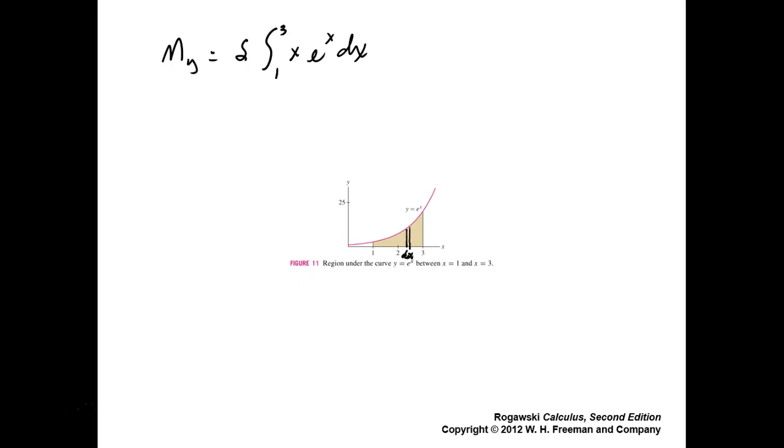This is from the y-axis, that's M sub y, so it's x, going from 1 to 3, times the height, which is e to the x, times the thickness, which is dx. That's perfect. Now remember, we're saying uniform density, so let's just make that delta 1, so we don't have to carry around the deltas anymore. Just have it as a 1. I'm tired of writing it. It's ugly.